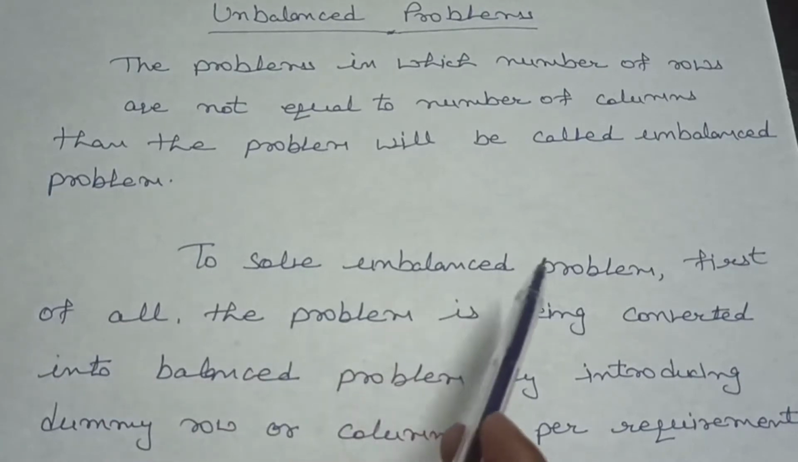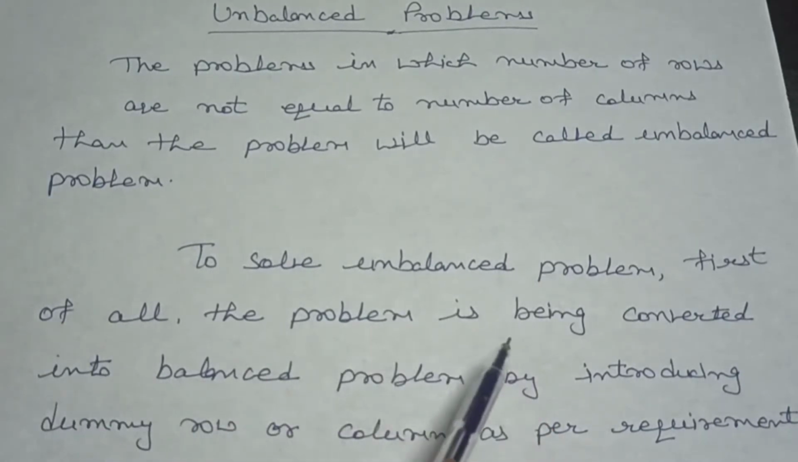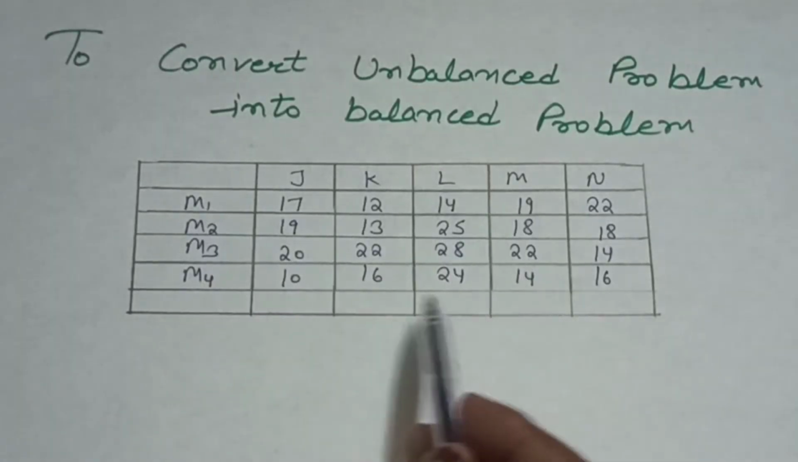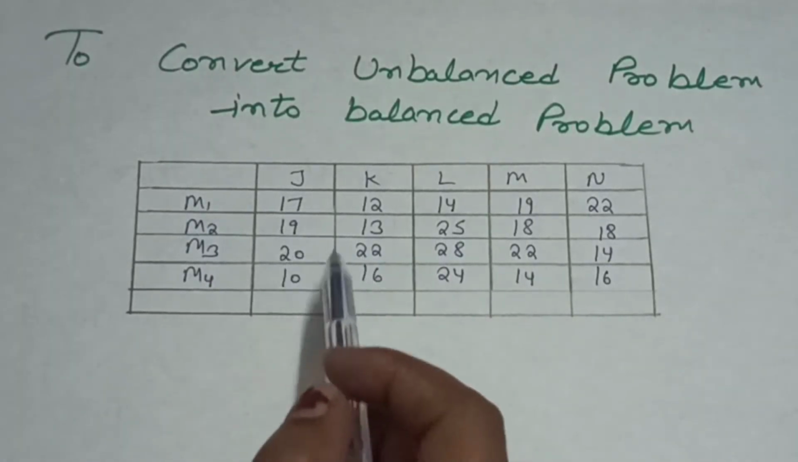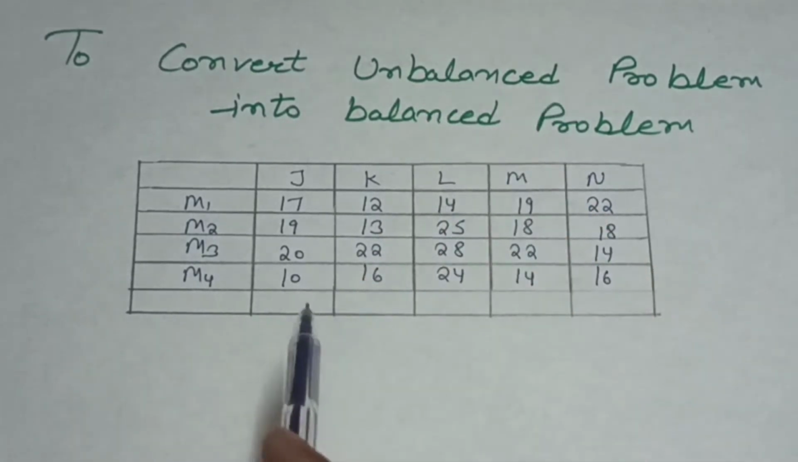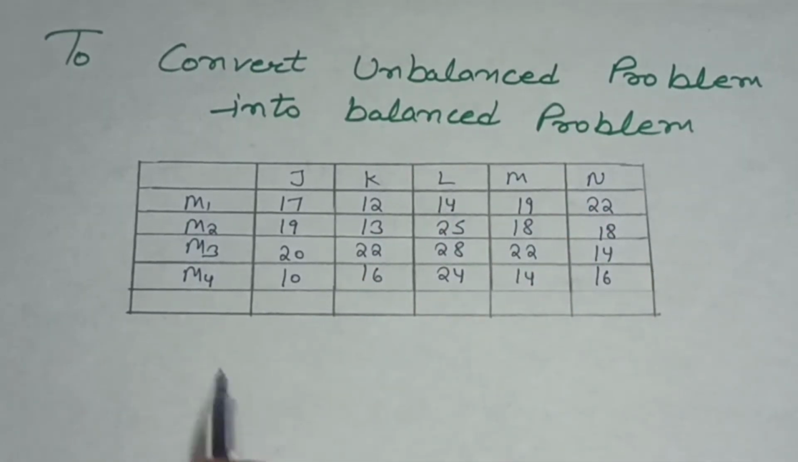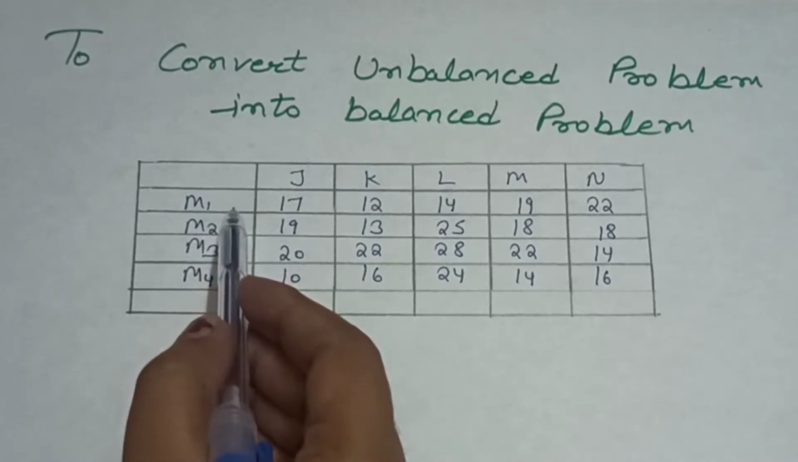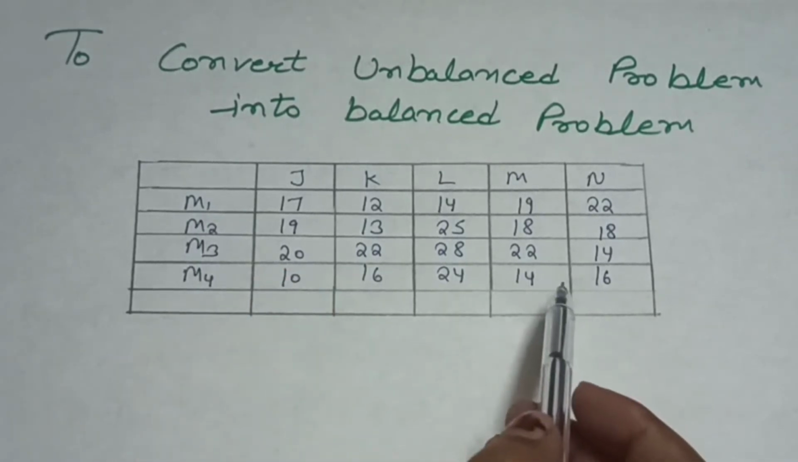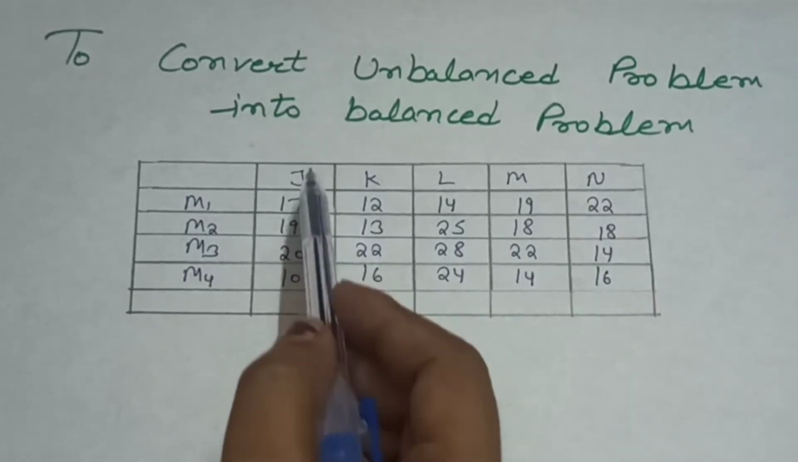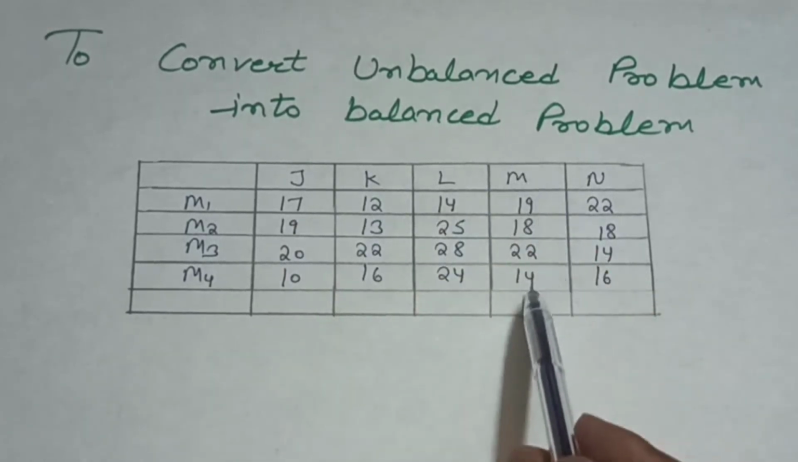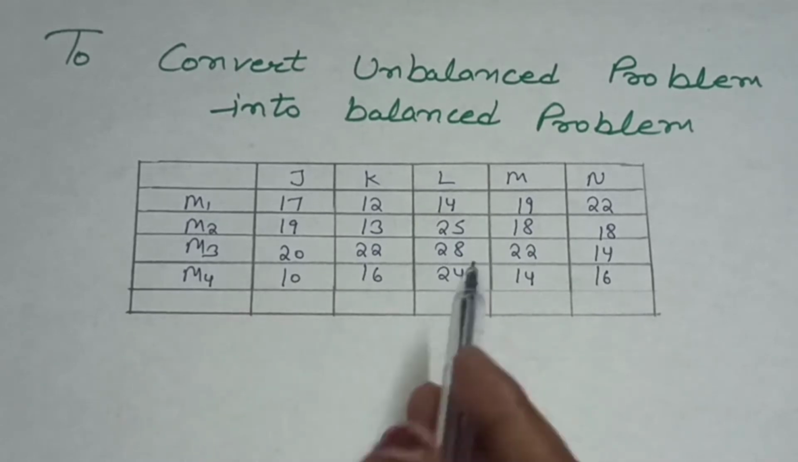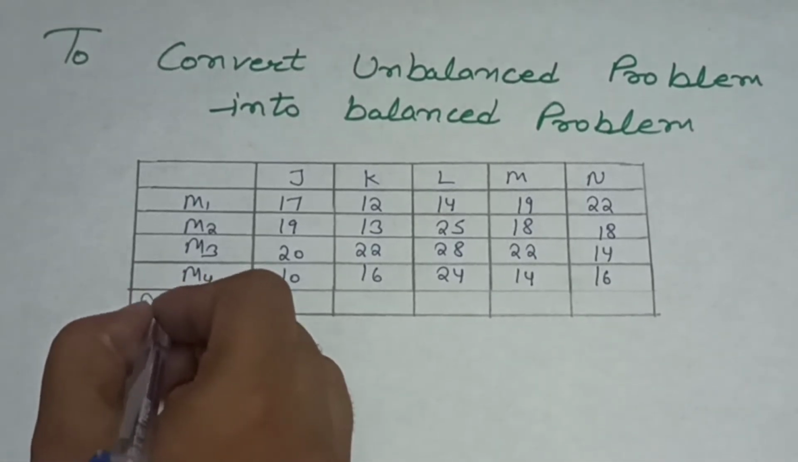To solve an unbalanced problem, first of all, the problem is converted into a balanced problem by introducing a dummy row or column as per requirement. So now we have an unbalanced problem. Here we will convert this unbalanced problem into a balanced problem. So students, you can see we have 4 rows M1, M2, M3, M4 and here we have 5 columns 1, 2, 3, 4 and 5. What will we do here? We will introduce a dummy row.